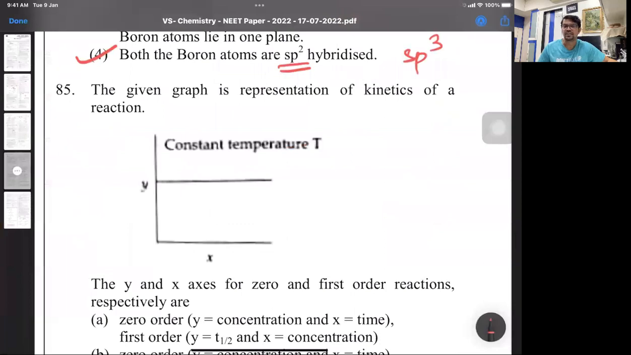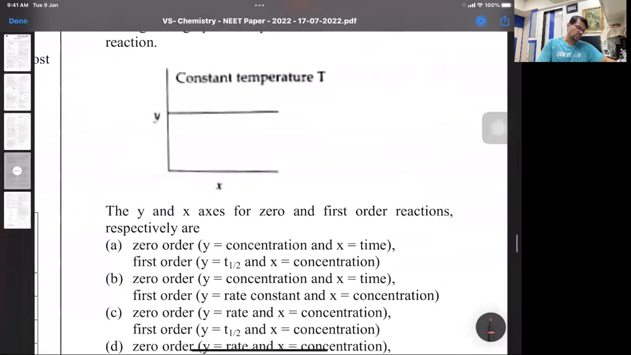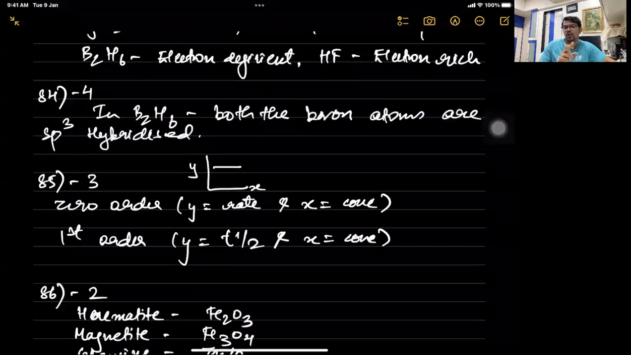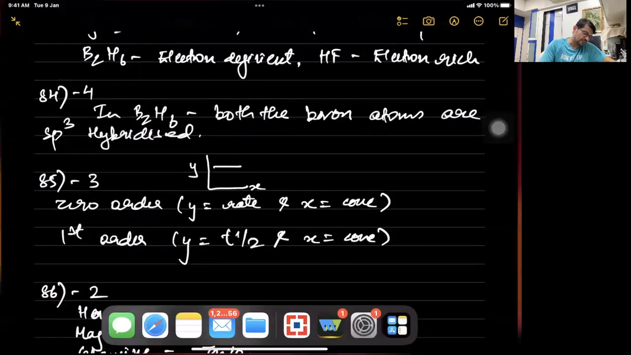85, we have a graph of kinetics, X and Y. Now, if you observe carefully at constant temperature, which are the ones which make sense? First of all, zero order, where Y is the rate and X is the concentration. We know for zero order, the rate remains constant with respect to any concentration of reactants. And if it is first order, then Y can be t half, that's half-life, and X can be concentration. For any concentration, the half-life remains the same because t half is independent of its initial concentration for first order. So 85, that's the third one.